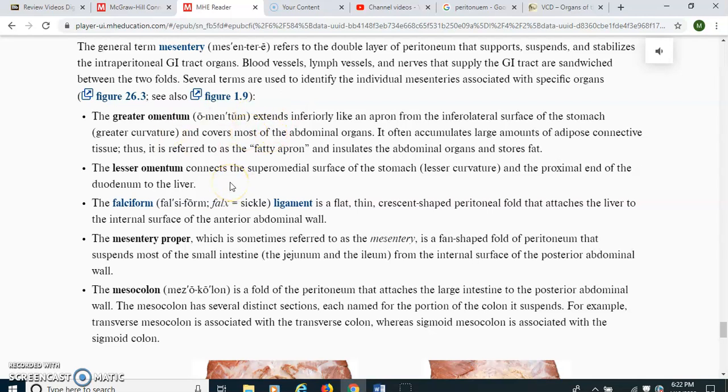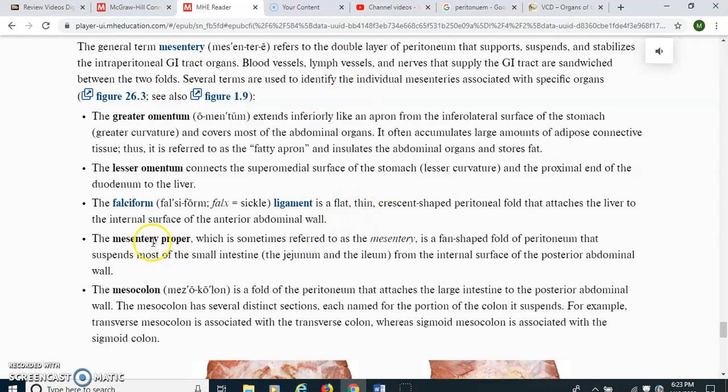The lesser omentum is much smaller than the greater one, and it's an extension of the peritoneum that goes between the liver and the stomach. Again, it's there to help keep those structures in place with each other, helping to stabilize their position within the abdomen. And then the falciform ligament is a little fold of peritoneum that attaches the liver to the anterior wall of the abdomen. So again, it's going to hold the liver and its various lobes in place.